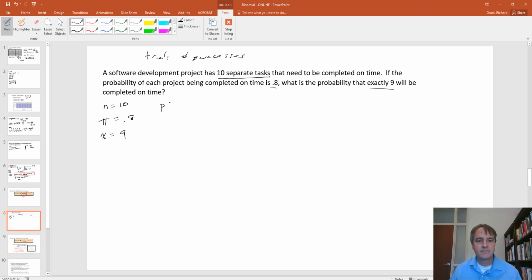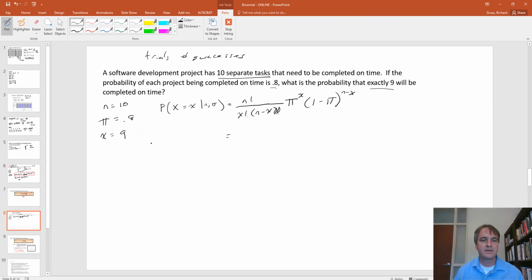So remember that the binomial formula gave us, given n and pi, the probability is going to be equal to n choose x, so n factorial over x factorial times n minus x factorial, and this is going to be the successes, which will be pi to the x, and then the failures, 1 minus pi to the n minus x. Okay, so now we can solve this just by plugging these values in.